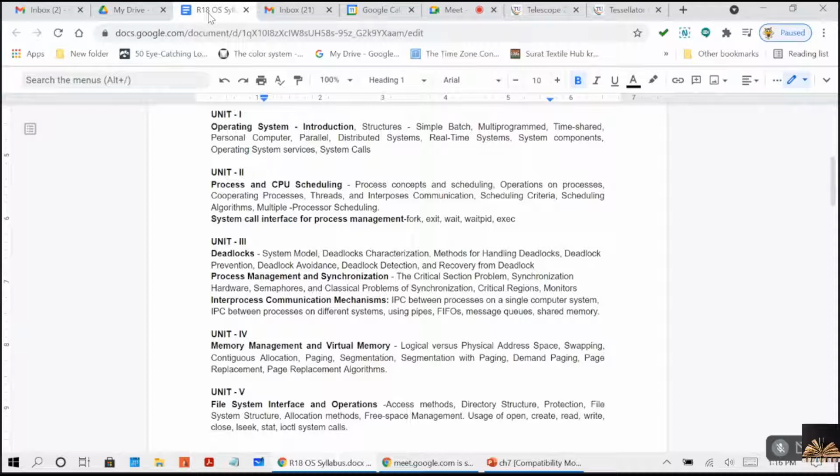Then we'll discuss about these pipes, FIFOs, message queues, and shared memory about inter-process communication. So this is all about your unit 3. So this is the description, right?